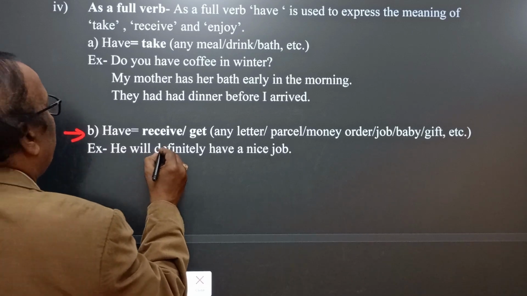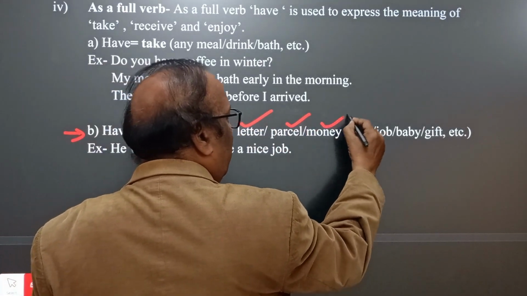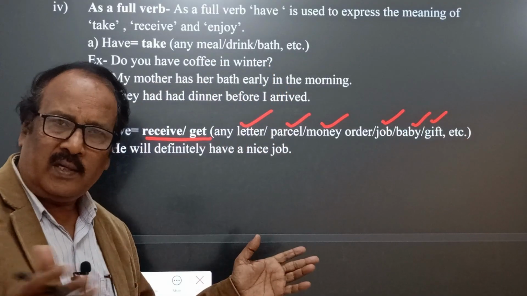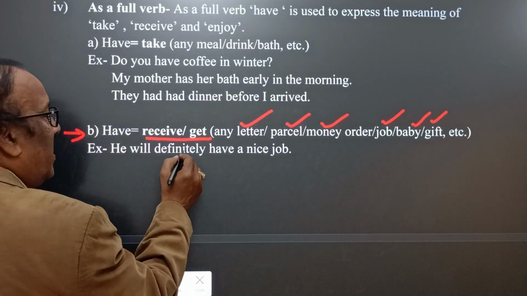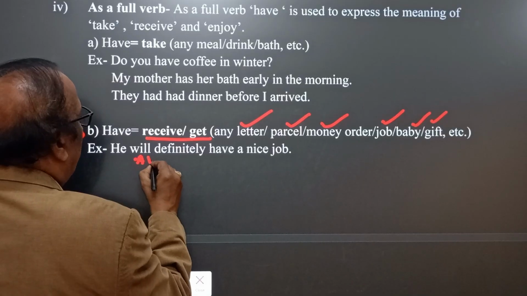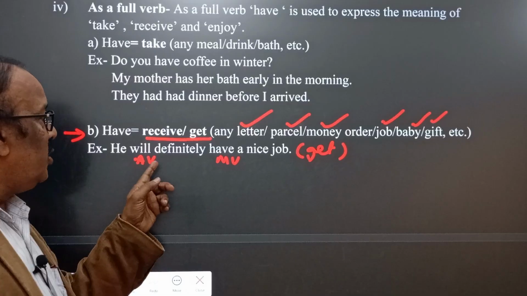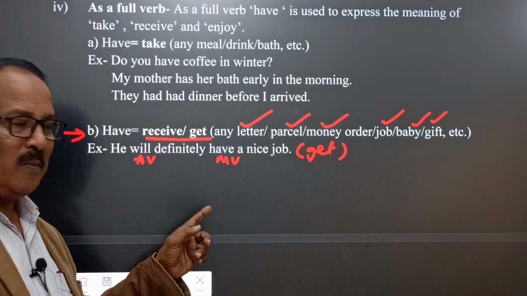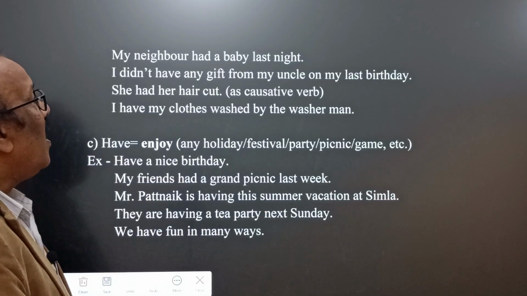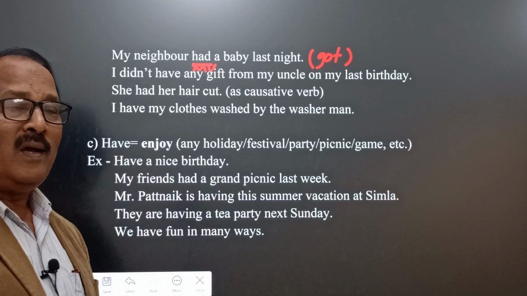Have means receive or get any letter or parcel or money order or job, baby, gift, etc. How? Listen, he will definitely have a nice job. Here will is an auxiliary verb and have is the main verb. Here the speaker is sure that he will get a job. Have a job means get a job. Next, my neighbor had a baby last night. Means my neighbor got a baby last night.